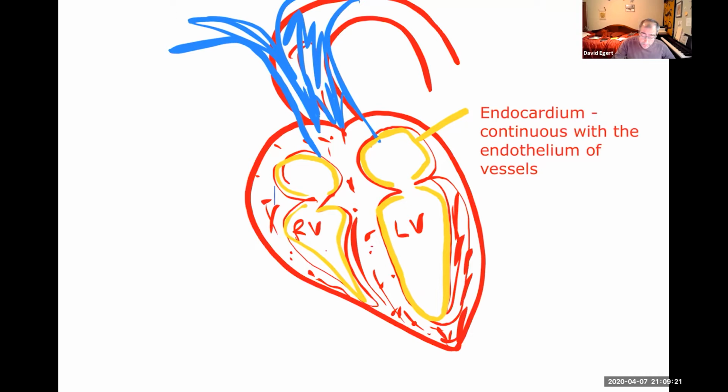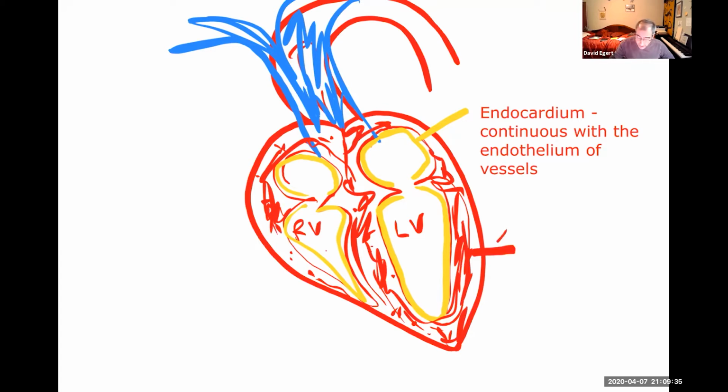The actual meat of the heart is going to be called the myocardium. Right, myo, remember, means muscle. So this is basically cardiac muscle, and also connective tissue that helps reinforce parts of it. We call this the fibrous skeleton of the heart.